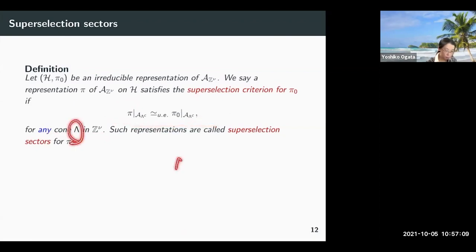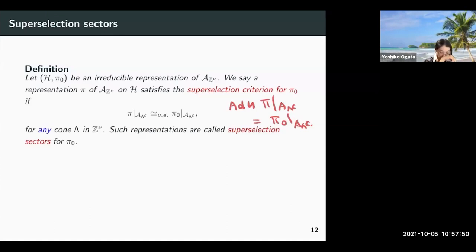Let us look at what this condition says. Here we are considering the complement of this cone, and we are restricting our representations pi and pi zero to this complement. The requirement is that they are unitarily equivalent, where u.e. means unitarily equivalent. Namely, there is some unitary on the Hilbert space which satisfies this condition. So this is the definition of the superselection criterion. We say that such representations are superselection sectors for pi zero.